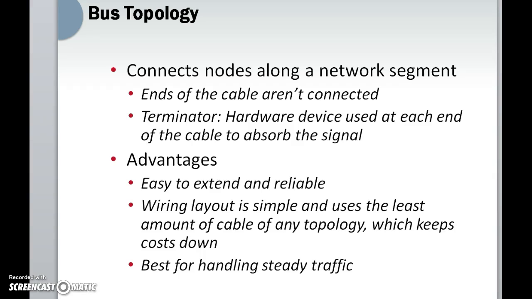A signal from the source travels in both directions to all the machines that are connected on the bus cable until it finds the MAC address or the IP address on the network that is intended for the recipient. If the machine address doesn't match the intended address of the data, the machine ignores the data. The bus topology consists of only one wire. It is cheap to implement compared to the other topologies, and it is best for handling steady traffic.